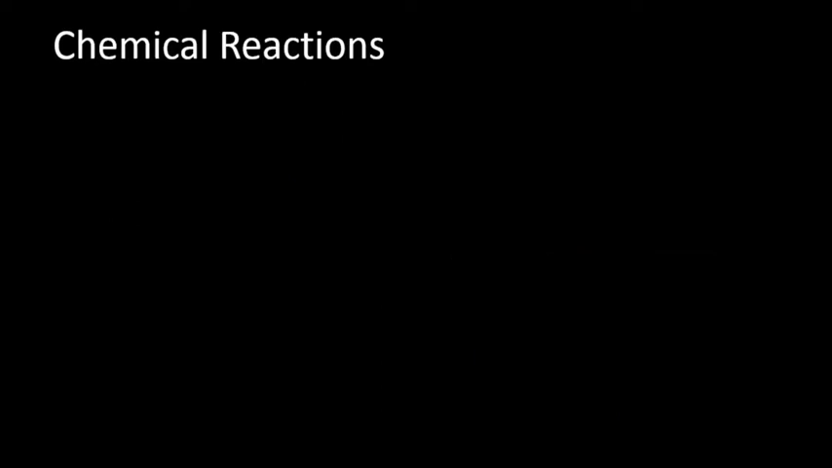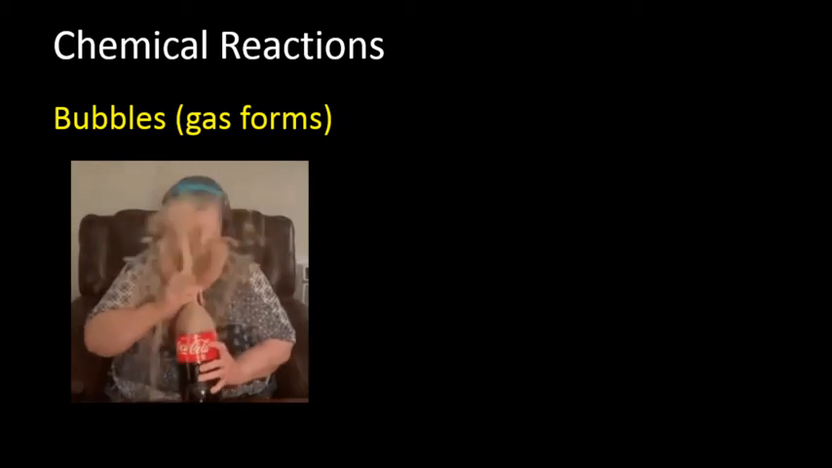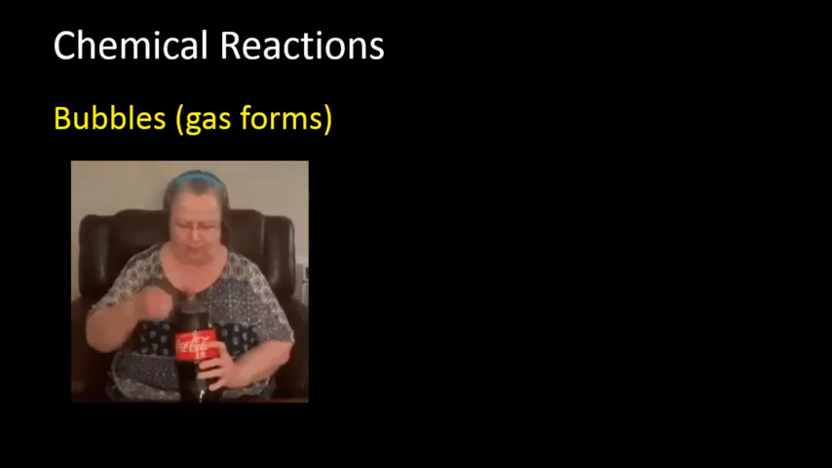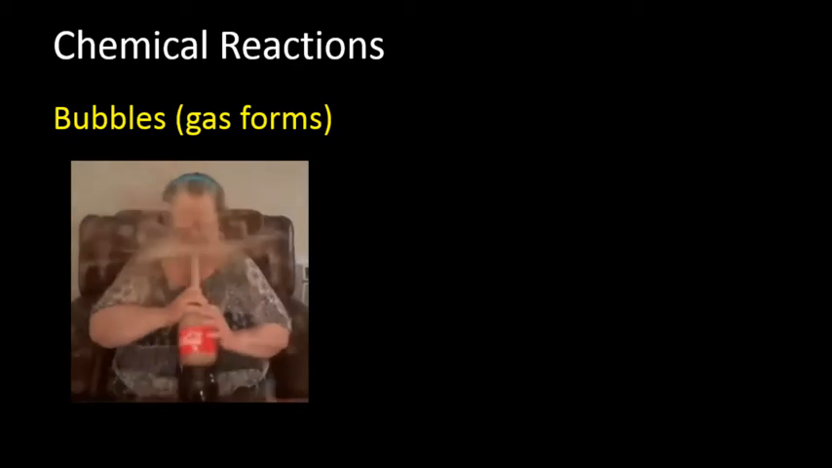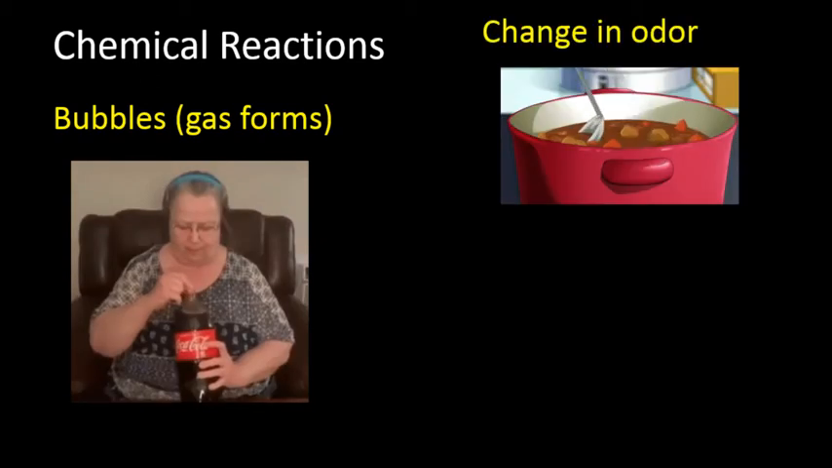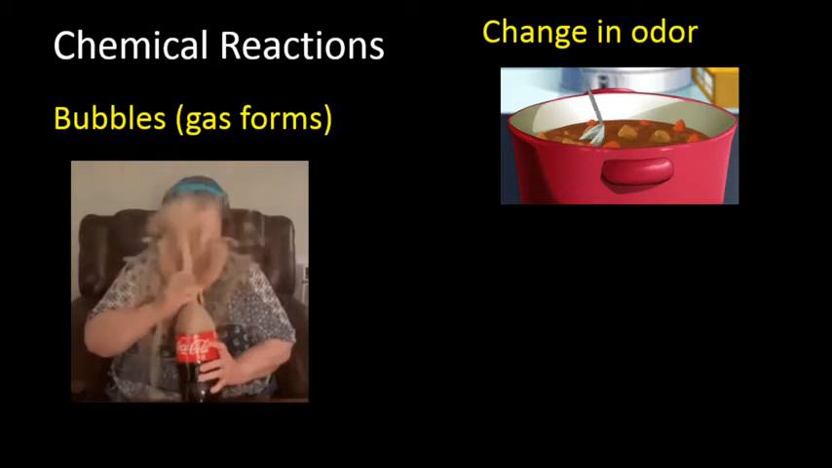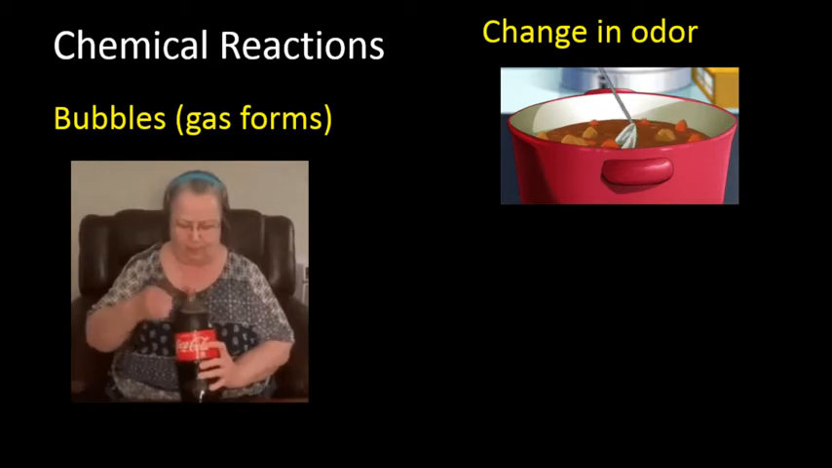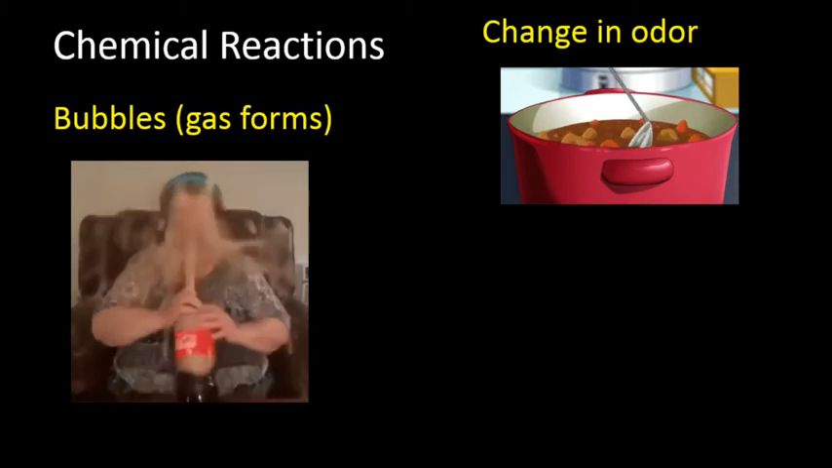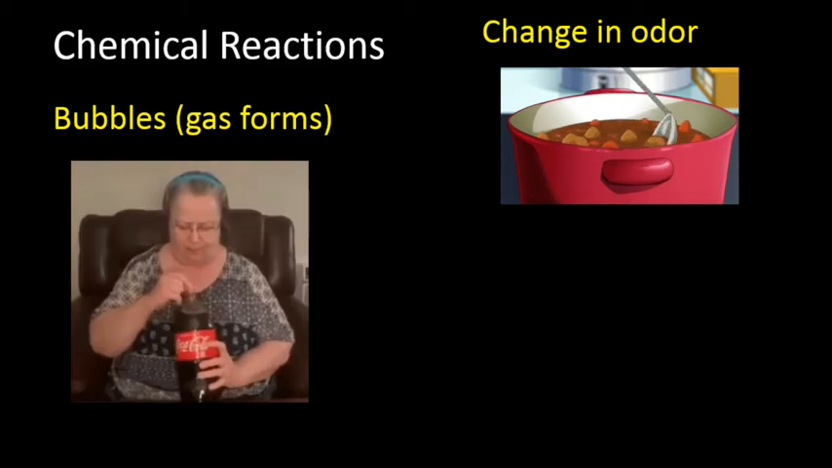Some other examples include bubbles forming, and you can see here this woman is placing a Mentos tab inside the Coca-Cola, not realizing what will occur, and the reaction is very quick and violent. Kind of like that picture. Next, we have a change in odor. So if you've ever smelled something cooking in your kitchen, baking a cake or making a pot of soup like we have here, that's an indication of a chemical change. So whenever you're cooking something, you're creating a chemical change.